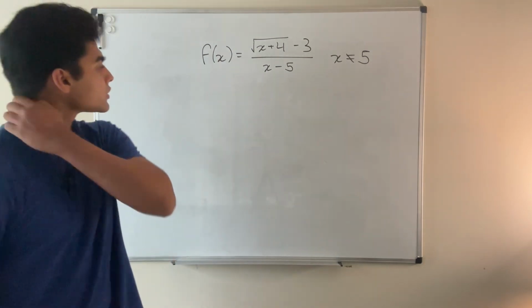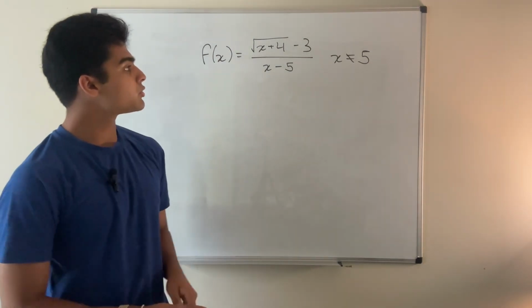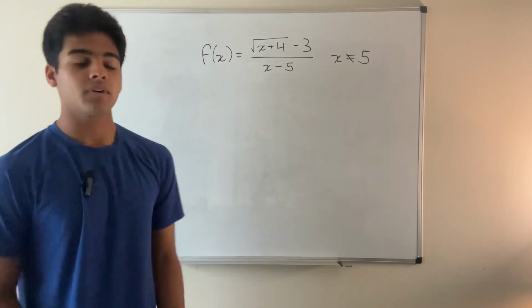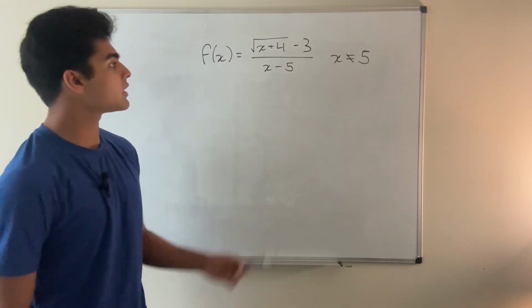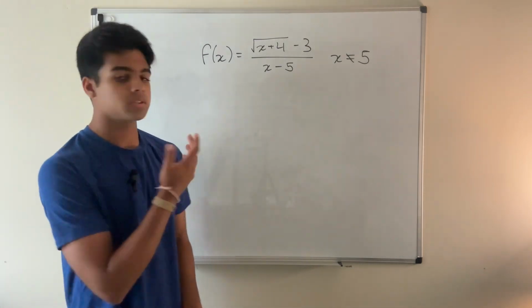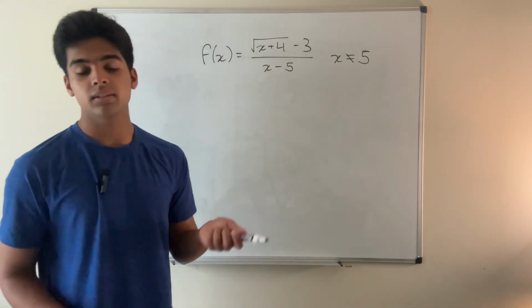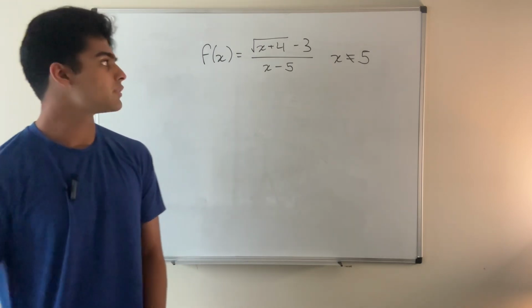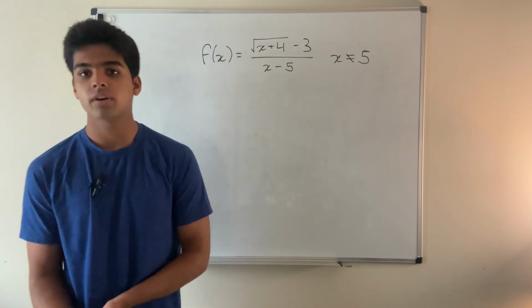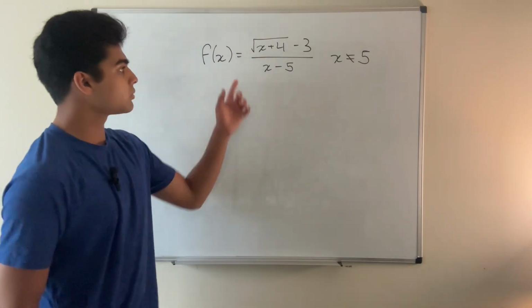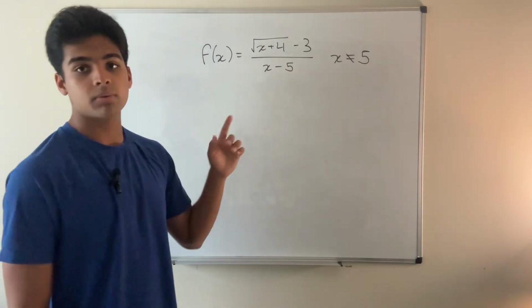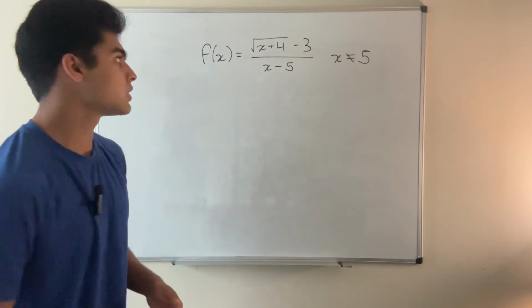Okay, so here we have the function f of x equals root x plus 4 minus 3 over x minus 5. And we can see x cannot equal 5, because when x equals 5, the denominator will be 0. So how can we make this function so that we remove that discontinuity at x equals 5, and the function can be continuous when x equals 5? To do that, we see that there's a square root in the numerator, so we start by multiplying the function by the conjugate.